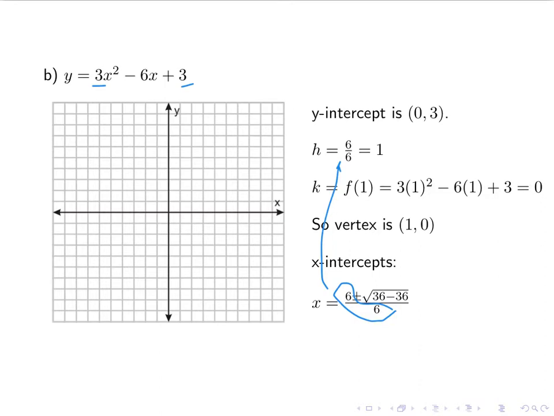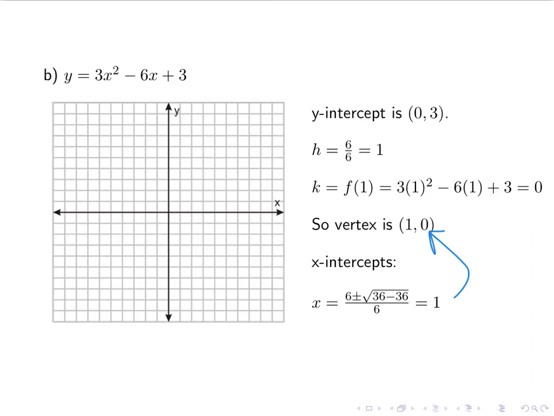Clean this up. Root 36 minus 36 is 0. 6 plus or minus 0 is 6. 6 over 6 is 1. So in this case, we only have one x-intercept. In our previous one, we had 2. Sometimes you have 1, sometimes you have none. So in this case, we have 1, which we've already kind of mentioned, it's the vertex. If you do only have one x-intercept, it will be the vertex.